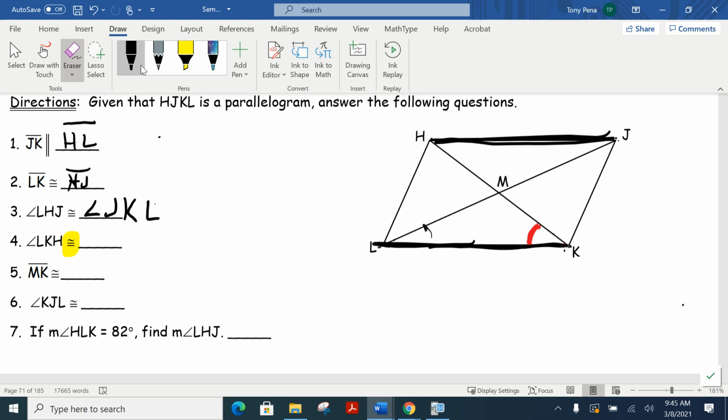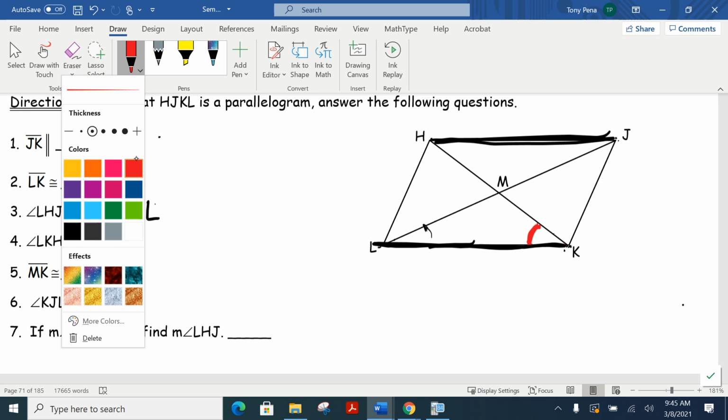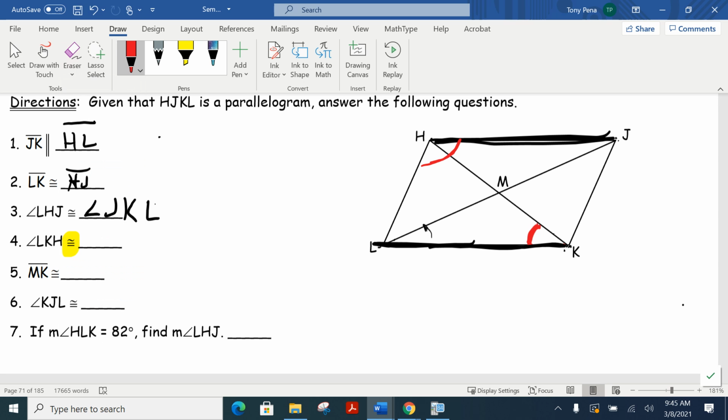She said LHJ. We're getting warmer. So LHJ would be up here. If I had this full angle, then yes, it would be this full angle right here. But we don't have that full angle. We only have a partial amount of that angle, so it's not quite that one.